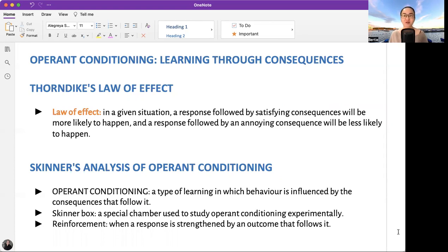Skinner's analysis of operant conditioning. Operant conditioning is a type of learning in which behavior is influenced by the consequences that follow it. The Skinner box is a special chamber used to study operant conditioning experimentally. Reinforcement is when a response is strengthened by an outcome that follows it.